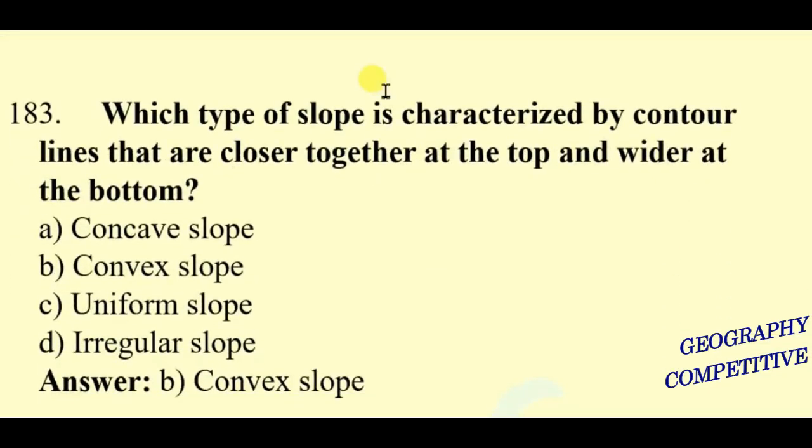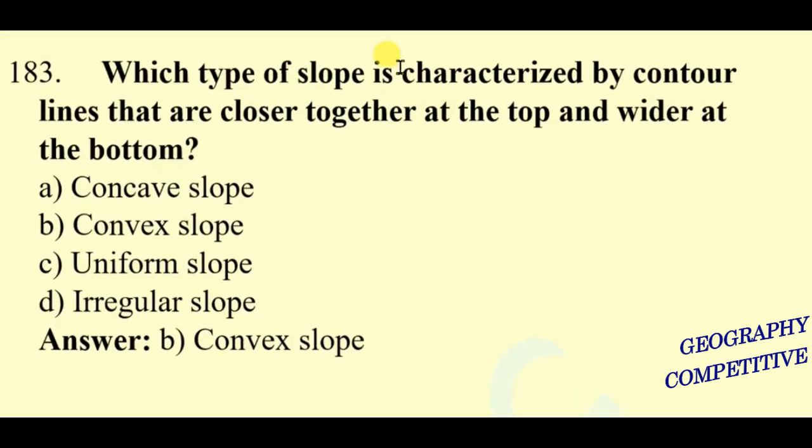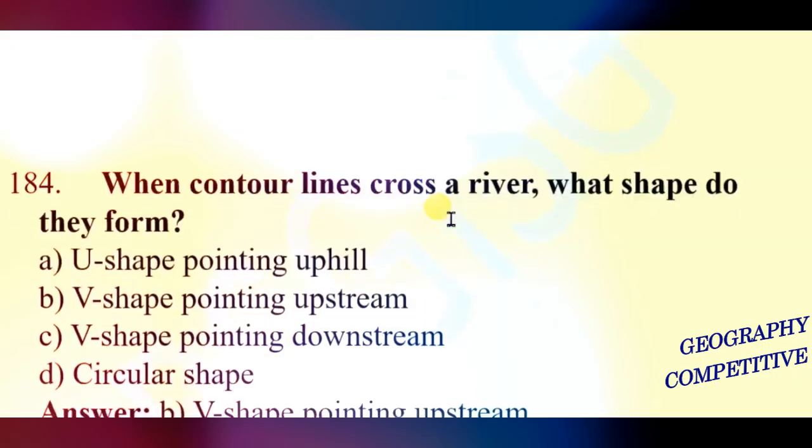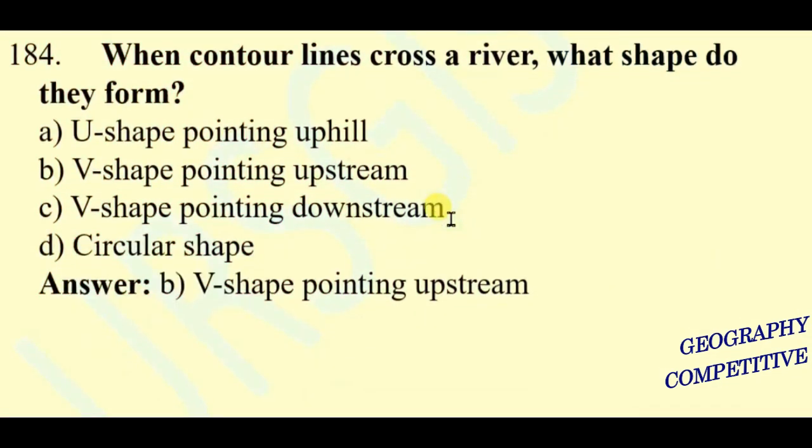Question 183. Which type of slope is characterized by contour lines that are closer together at the top and wider at the bottom? Concave slope, convex slope, uniform slope, irregular slope. Here the right answer will be convex slope. It means the cone-like shape of the surface features.